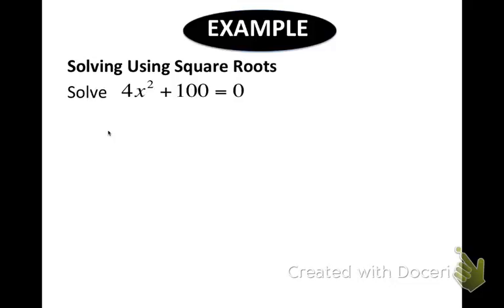If I want to solve that using square roots, why can I solve this using square roots? My b in this case is what? 0. And because my b is 0, we can use the method of solving using square roots, right? So that means I need to get the x squared by itself. So what's my first thing I'm going to do? Subtract the 100 over.